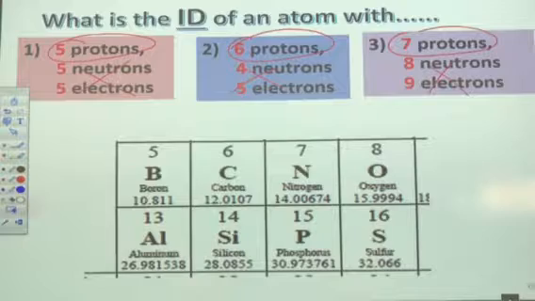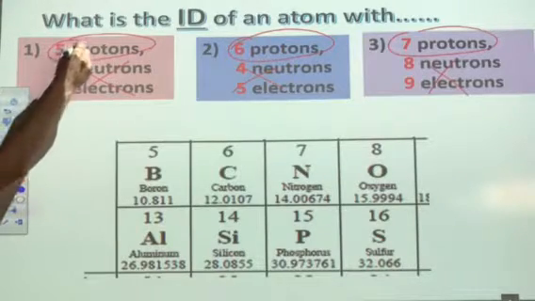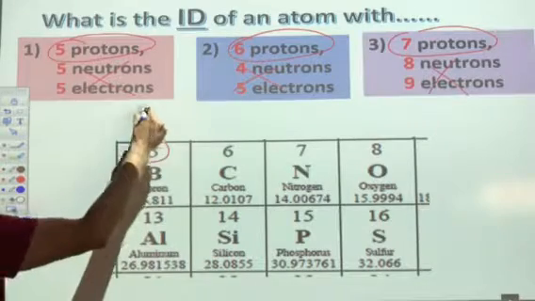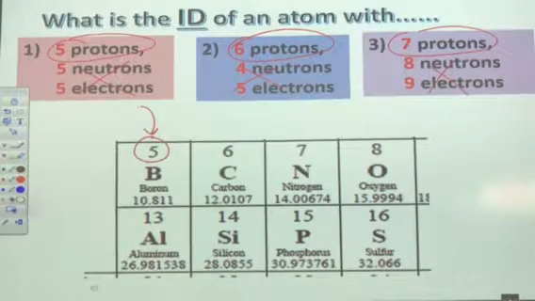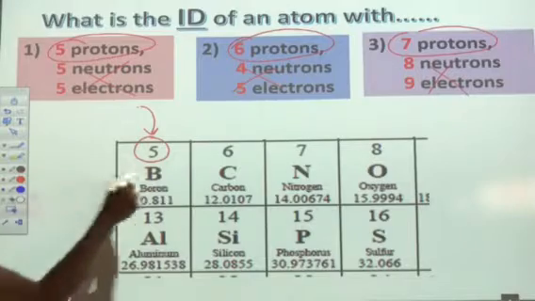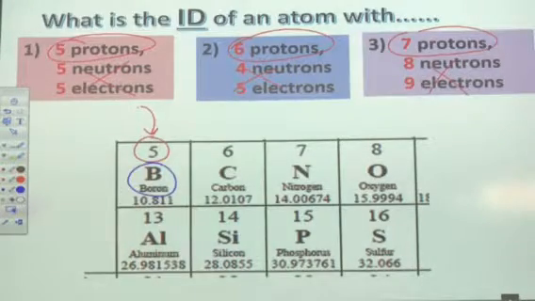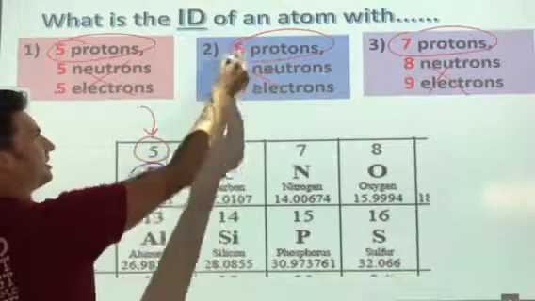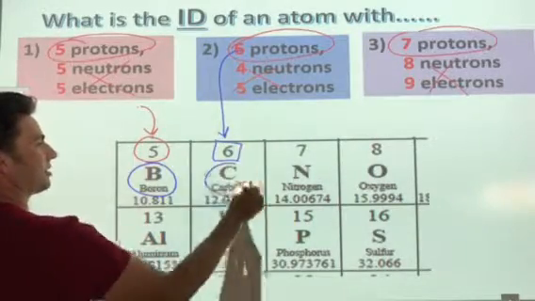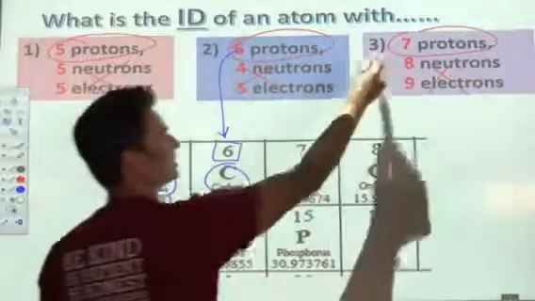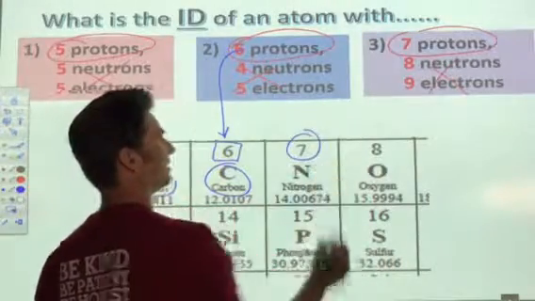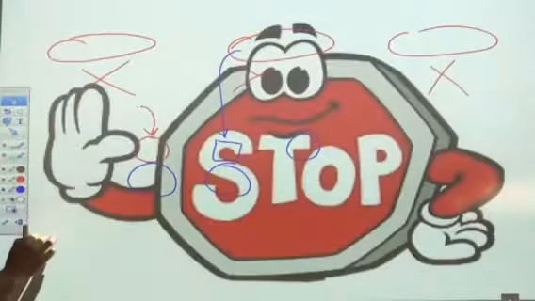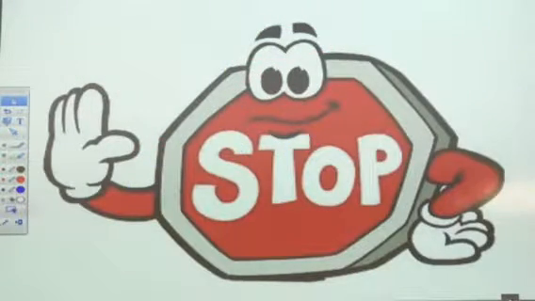So let's see here. The first one is 5 protons, and the top number on your periodic table is the number of protons. So this atom is boron. The next one, 6 protons. Top number is the number of protons, which means it's a carbon atom. And 7 protons is a nitrogen atom. That's our cue to stop.